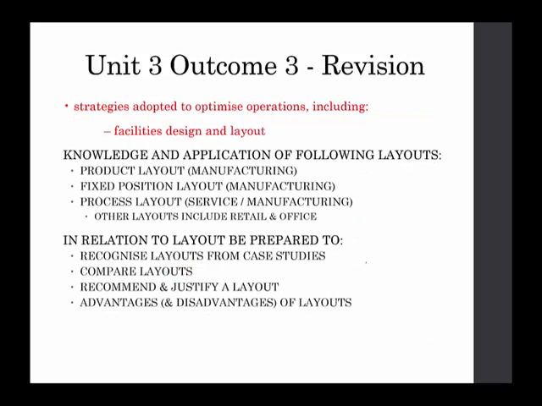And here is the first of our strategies. There's 4 areas under which we have strategies. So strategies adopted to optimize operations, including facilities design layout. Now that's not a strategy in itself. That's just a heading for which we then have the product layout, the fixed position layout, and the process layout. And there's a couple of others, including retail and office.